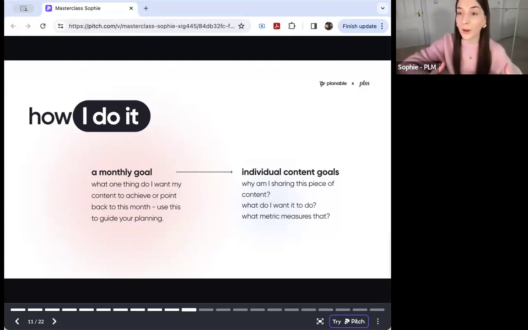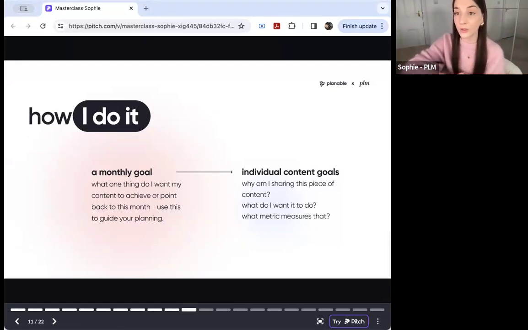Obviously, we always want to be growing and engaging. That's going to be one. You'll probably always want to be increasing your reach so that more people know who you are. But in line with your business goals, what's happening with your wider community, your wider teams, I always go back to what is the one thing that I want to achieve or point back to this month.